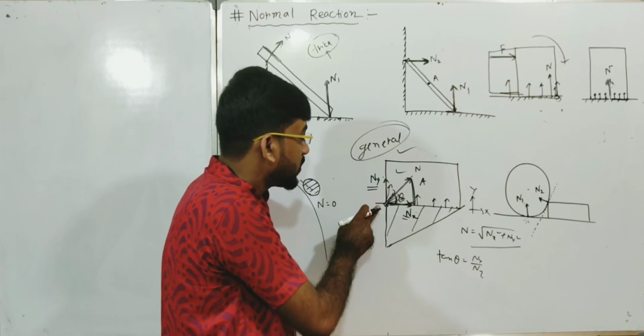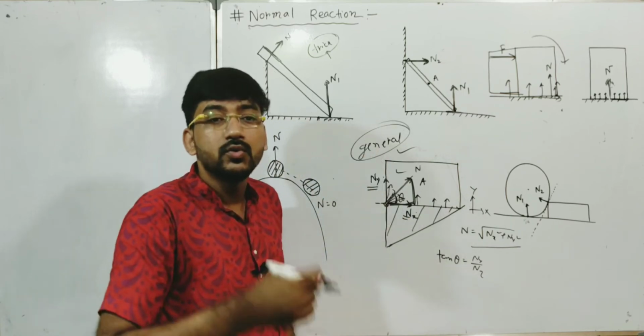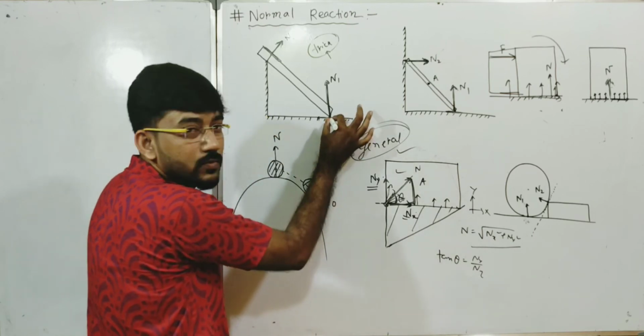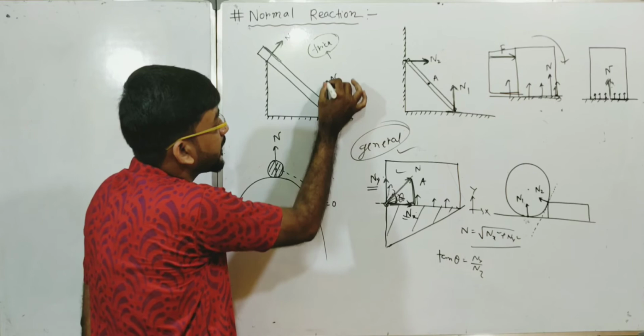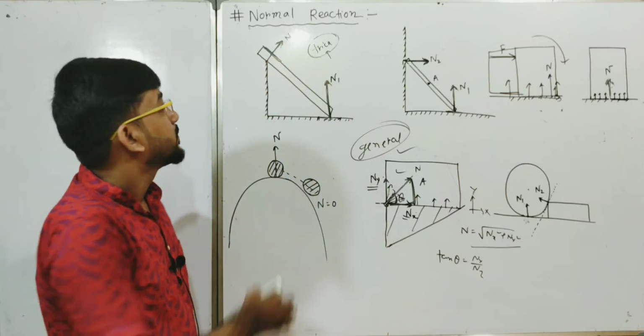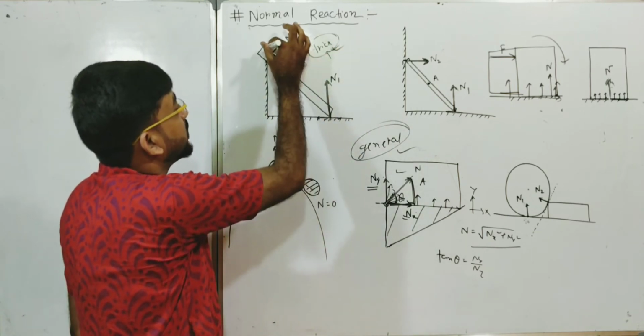But here we have no choice, we have to split into Nx and Ny, because you don't know the actual direction. Here also you can easily find N1, but here we cannot find the direction of the normal reaction. So we use a trick that it will be perpendicular to the object.